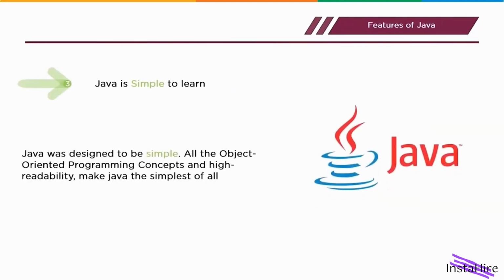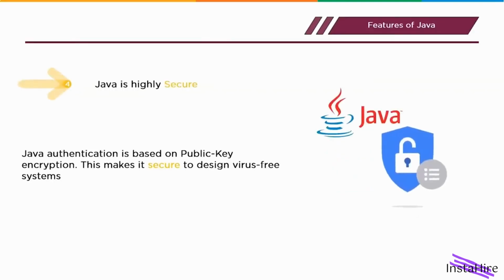So the third feature says that Java is completely simple to learn. The core reason to invent Java was to make things simple to understand, read, and write. So all the object-oriented programming concepts and high readability make Java the simplest of all. Followed by the third feature, we have the next feature, which says Java is highly secure. Java follows authentication based on public key encryption. So this particular methodology makes Java highly secure, and this is used to design virus-free systems. So followed by the fourth feature, we have the fifth feature.